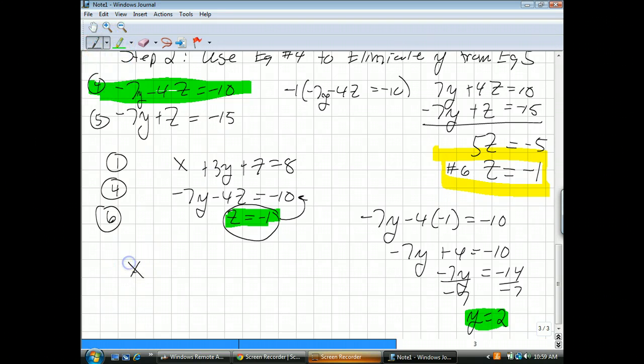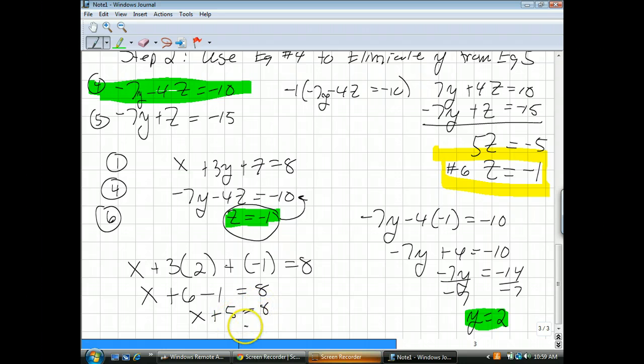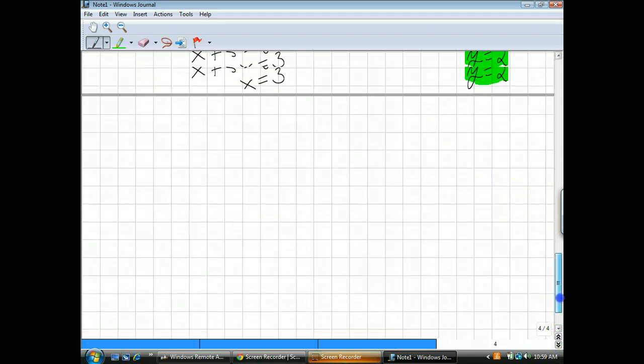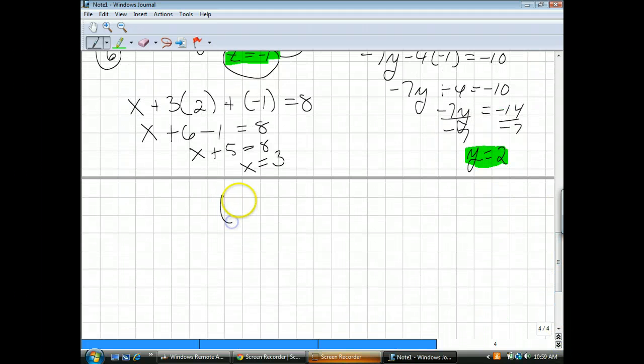So we get x plus 3 times 2 plus negative 1 equals 8. And so I get x plus 5 equals 8. Subtract 5 from both sides, so I get x equals 3. So our ordered triple is 3, 2, and negative 1.